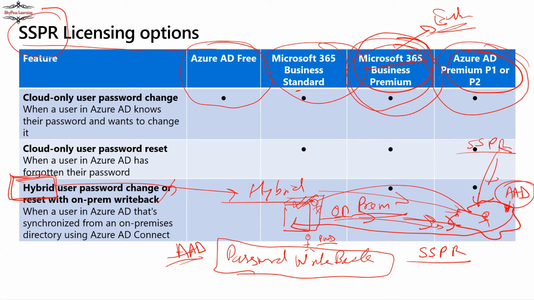Okay, so always remember this part. First identify the business requirement, accordingly purchase the license, and once you have a license available you can set up the SSPR configuration.